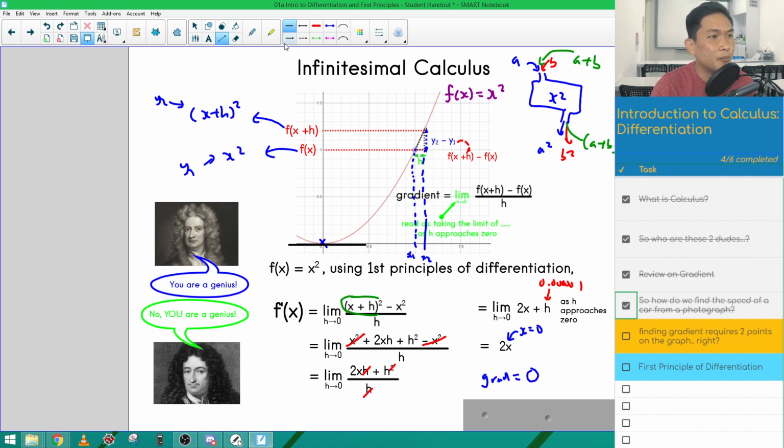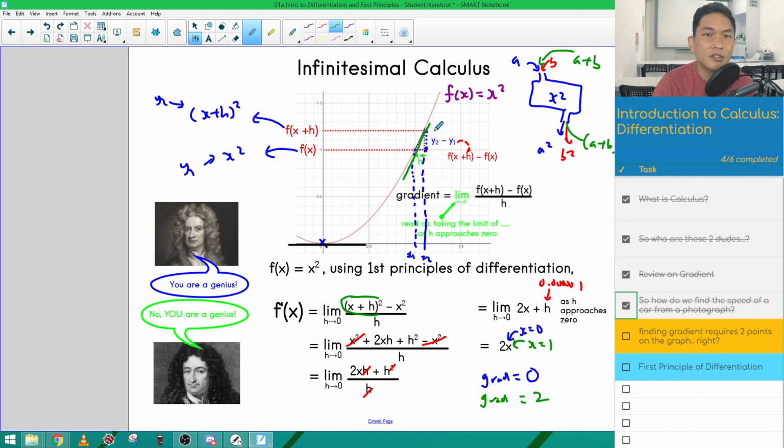Okay, let's try another point. Let's try x equals 1. Let's substitute x equals 1 inside here. What do we get for our gradient? We get the gradient equals 2 times 1 equals 2. So if you look at this point over here, I'm just going to try and draw a line here. Yeah, the gradient looks like 2, isn't it? Gradient looks like 2.